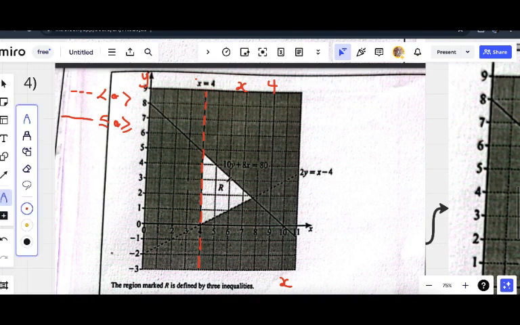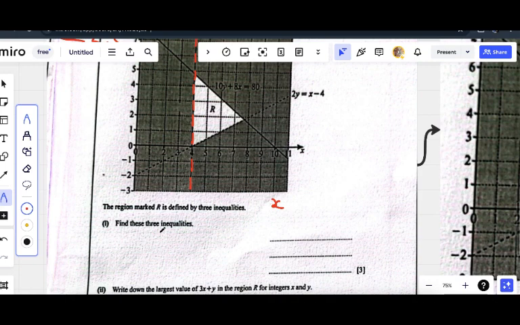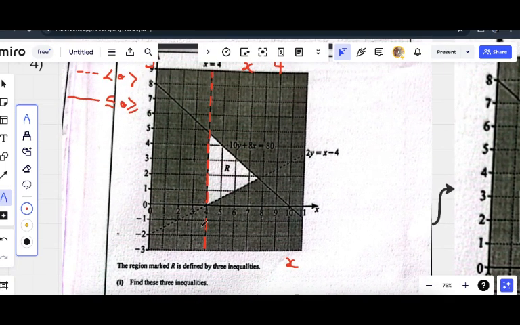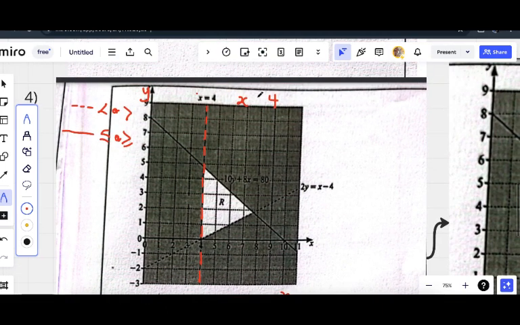They say we should write inequality for this region. They say the region marked R is defined by 3 inequalities. Find these 3 inequalities. So this region is greater than 4, right? So what we should write for this inequality, we say x is greater than 4.